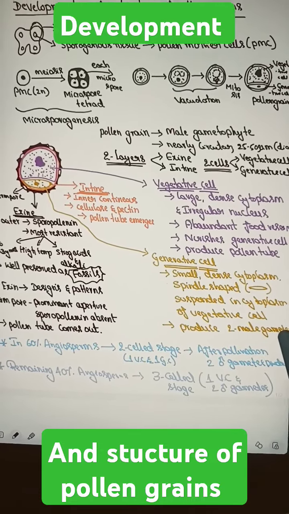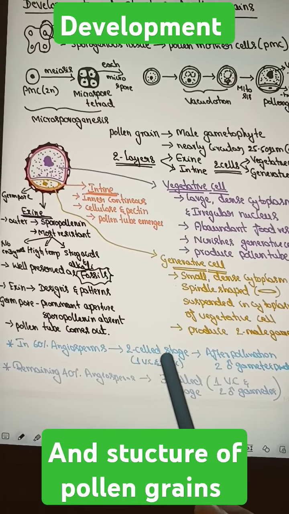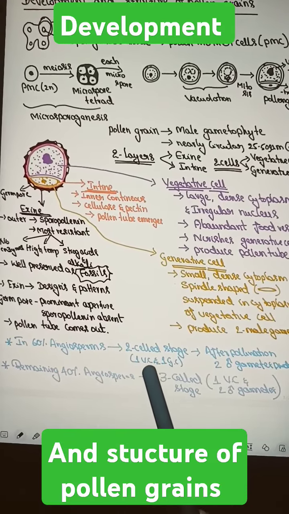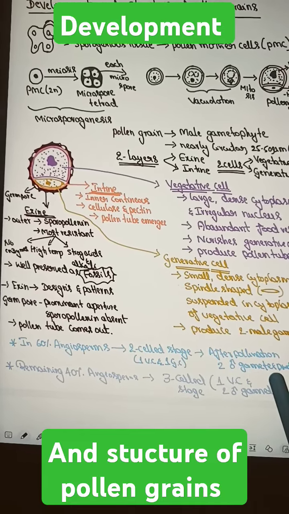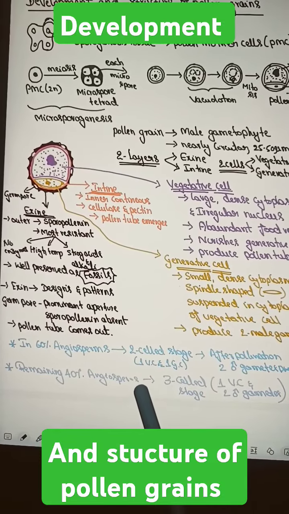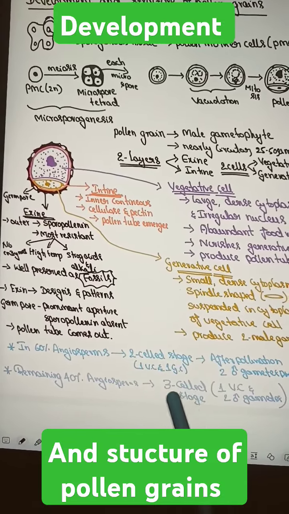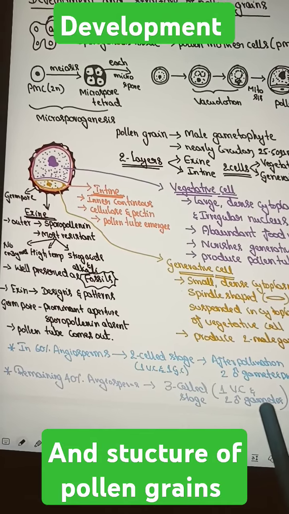and it produces 2 male gametes upon mitosis. In 60% of angiosperms, pollen grains are released at the 2-celled stage with 1 vegetative cell and 1 generative cell. After pollination, 2 male gametes are produced from the 1 generative cell. In the remaining 40% of angiosperms, pollen grains are released at the 3-celled stage, that is, with 1 vegetative cell and 2 male gametes.